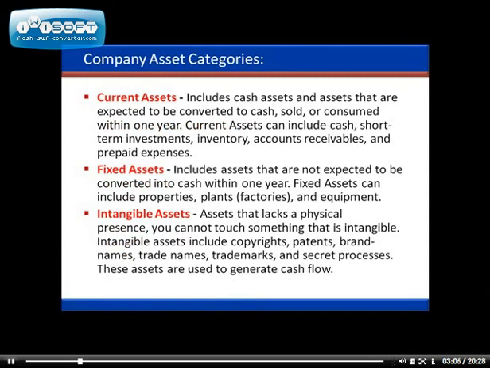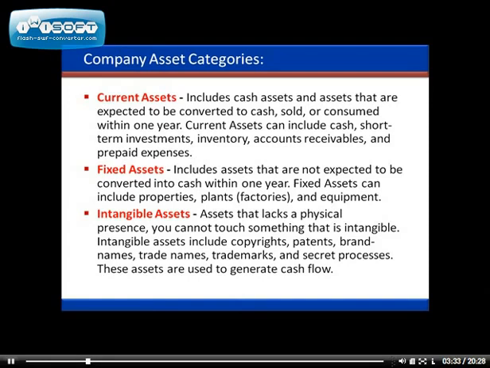Company asset categories. They can be divided in three categories. The three categories are current assets, fixed assets, and intangible assets. Current assets include cash or any asset that can be converted to cash within 1 year. And of course, current assets can include cash. It can include short-term investments, inventory, accounts receivable, and prepaid expenses.